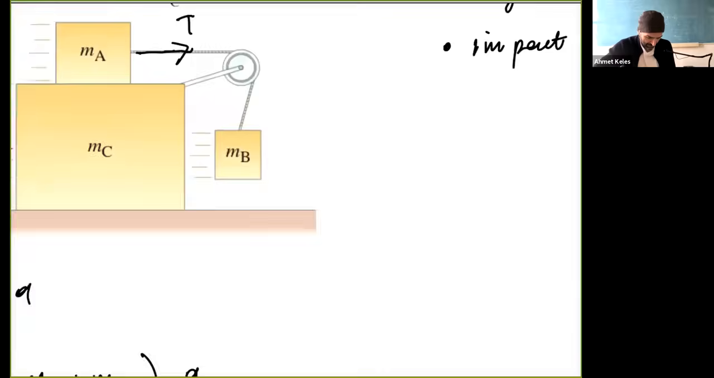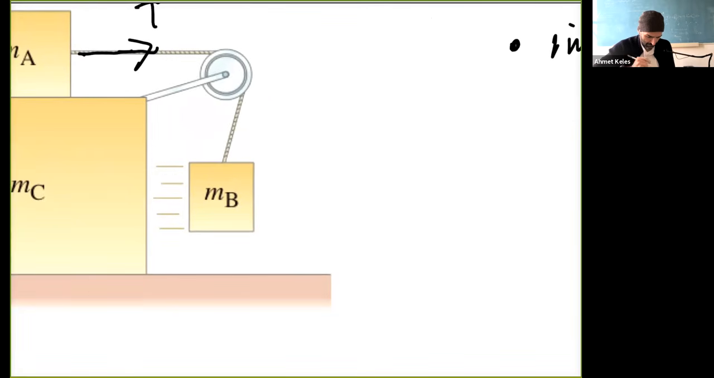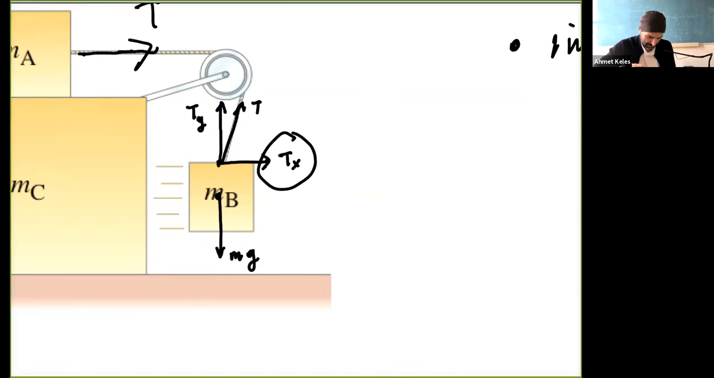Let's zoom in to MB and see. So there is T. Now, this T has two components. One, this Ty, and the other is this Tx. So I ask myself, what is the function of Ty? What does Ty do? I think all Ty does is balance mg. Otherwise, this whole thing would fall, right? And what does Tx do? I think it is going to give acceleration. So let's write these two equations.